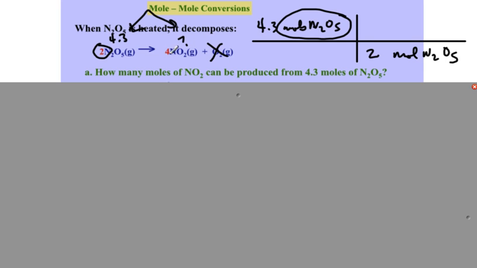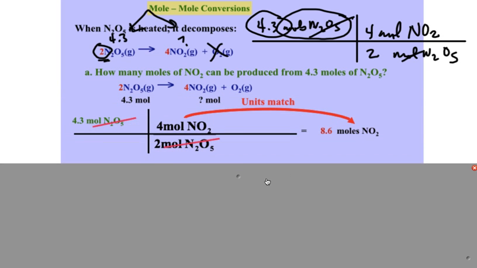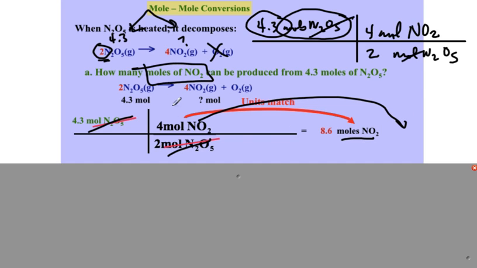So I'm basically ignoring oxygen. It's a 2 to 4 ratio. So 2 of these gets me 4 moles of NO2. Cancel, cancel. Then all I have to do is multiply this times this, and then divide by 2. So ultimately this is what my grid looks like. I basically cancel, I'm left with moles of NO2, drop it over there. Units match after my how many, and I'm good to go.